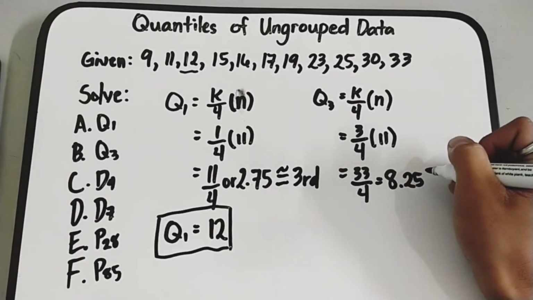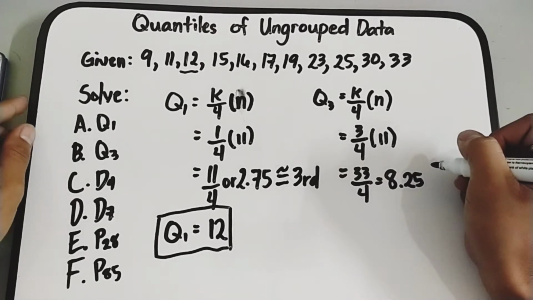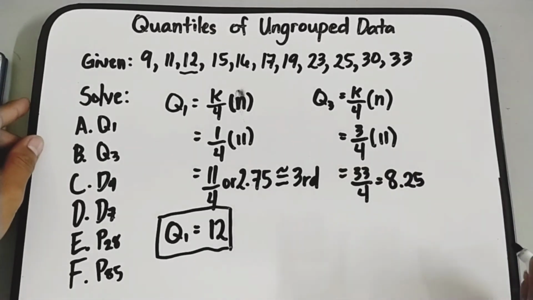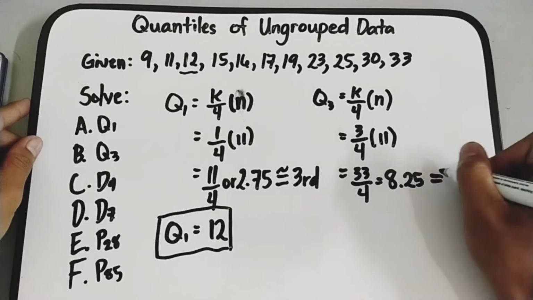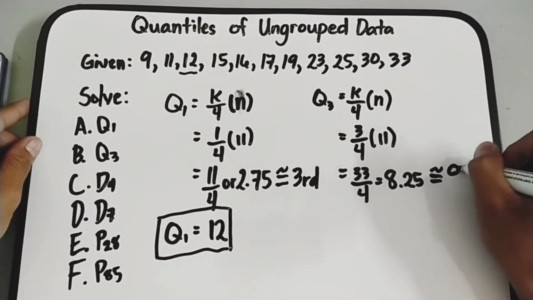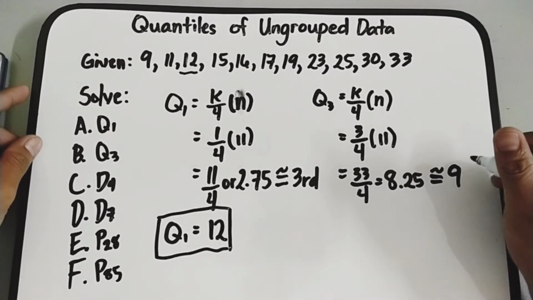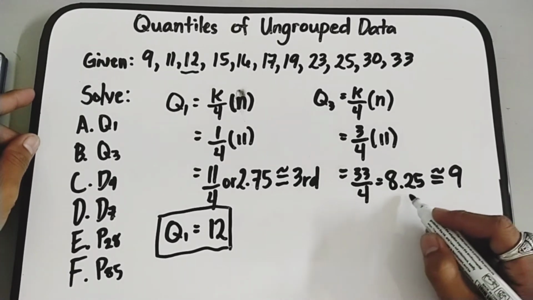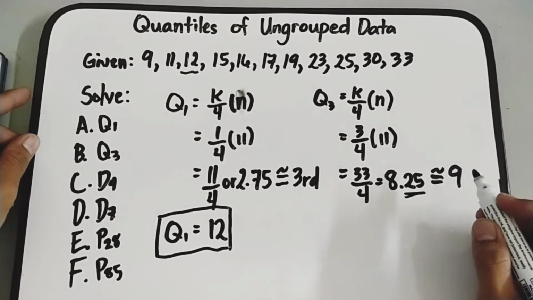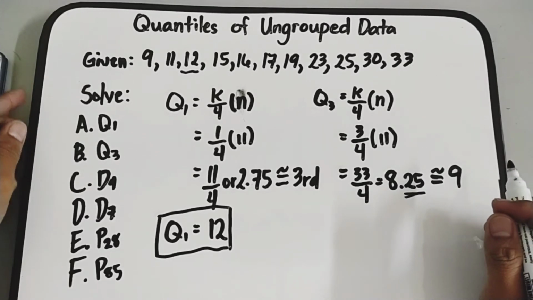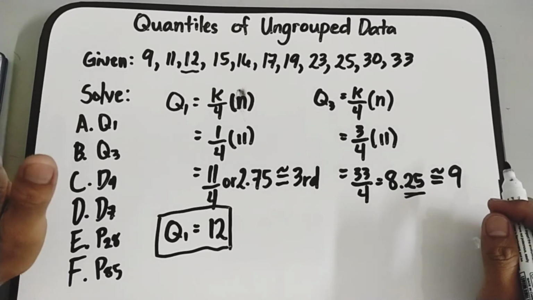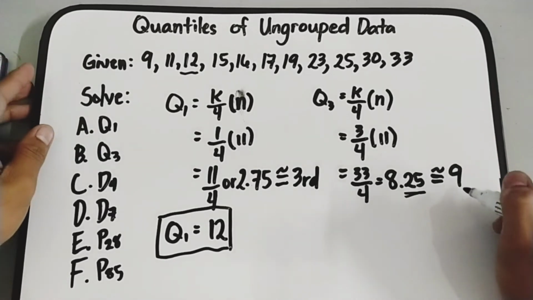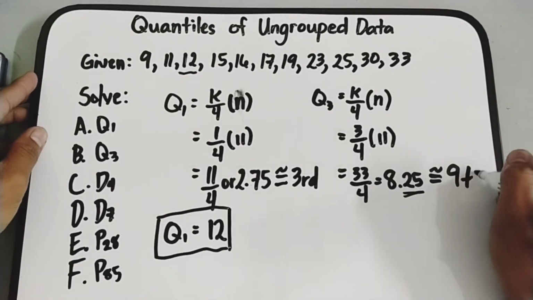8.25. Again, we have a rule na palaging nagkakaroon ng round up. Therefore, this is congruent to 9. Kasi nga round up. Whatever be the case, pag sinabi natin round up, ano man yung decimal places na nandito, basta lumagpas na dun sa isang whole number, yung susunod na sa kanya, which is yung pang 9 or pang 9 score.